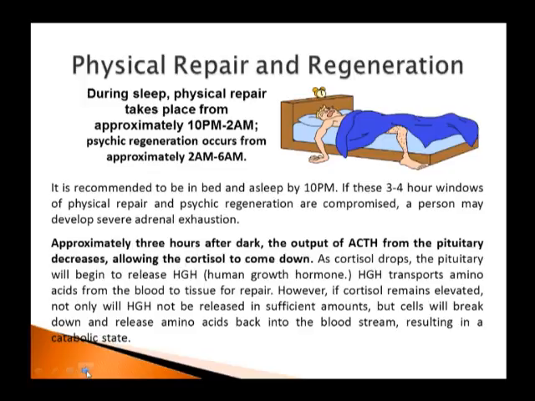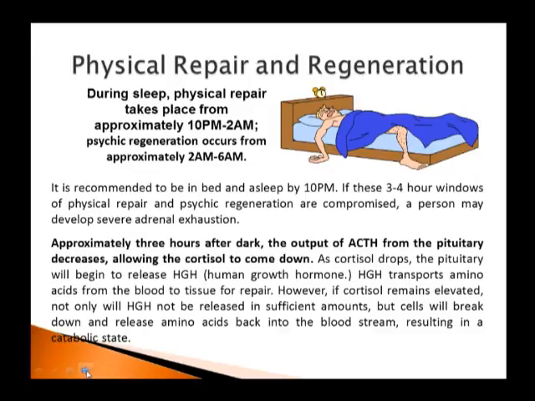and 6 a.m. About 3 hours after dark, the output of adrenocorticotropic hormone, ACTH, from the pituitary gland decreases. And this actually allows for the cortisol levels to come down. If you look, I don't have one in front of me, apologize, but if we go back to one of those slides where we looked at the cortisol levels, you'll notice that the cortisol levels are highest in the morning, and as the day progresses, the cortisol levels start to drop off. So by the time we go to bed, our cortisol levels are actually at the lowest.